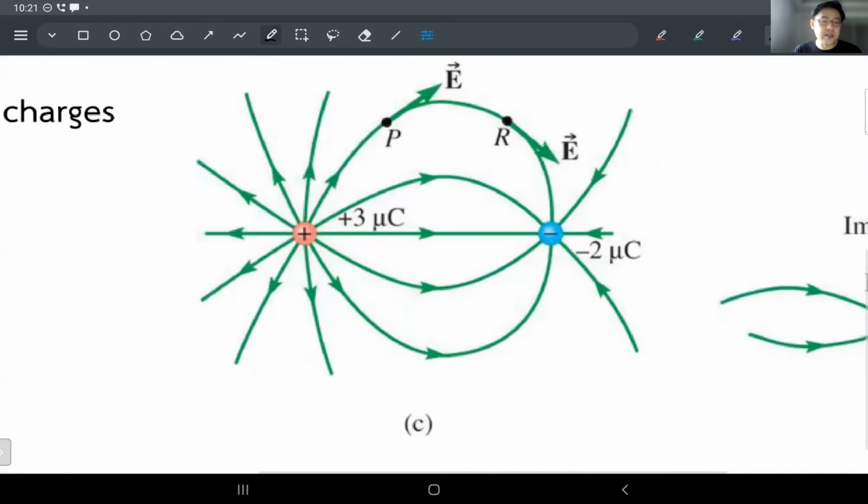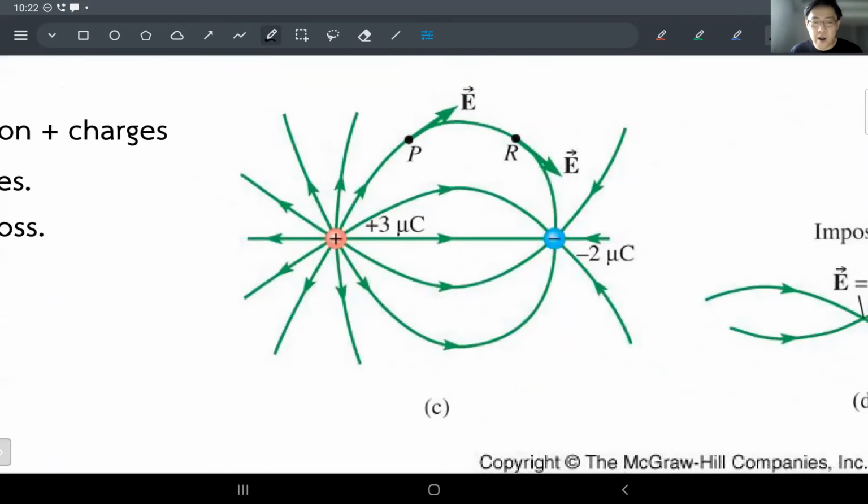Okay, part C, you already agree with me on this as well. That's the convention that we already started with: electric field lines start from a positively charged particle and converge onto a negatively charged particle. Cool. All right, and this one gives you a more complex setup, but it's still fine.